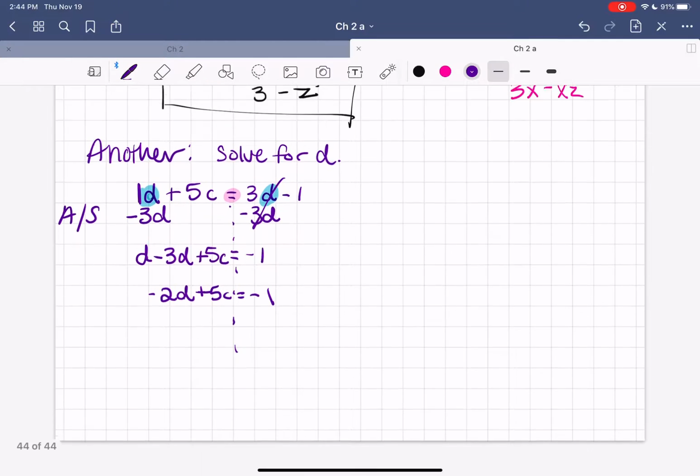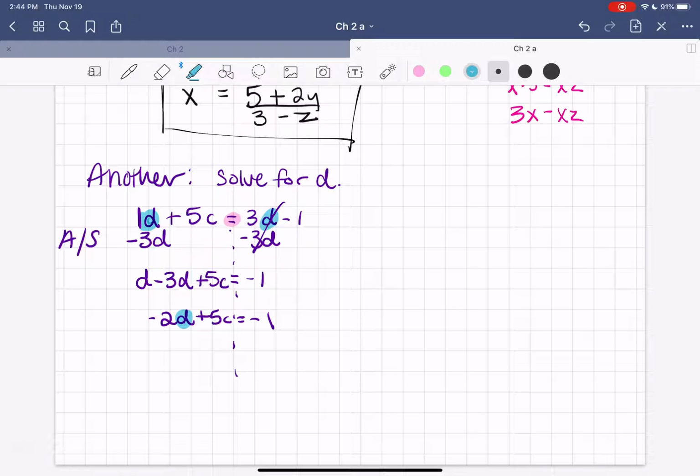Okay. I only have 1d now. That's awesome. The rest of my time is going to be used getting that completely by itself now that it's all in one place. So if you look at this, I still actually have addition and subtraction that I need to do. So I'm going to subtract 5c from both sides. I get minus 2d equals negative 1 minus 5c.